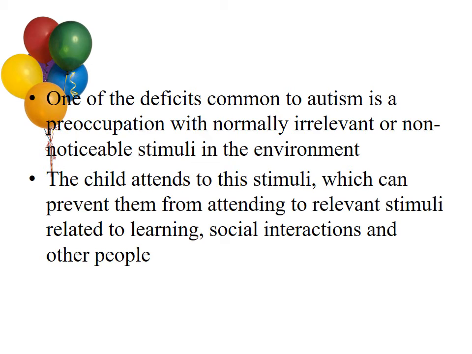Another deficit in autism is social deficits: wanting to interact with people or knowing how to interact with people. So if the child is attending to all this stuff in the environment that is normally irrelevant or non-noticeable, this prevents them from attending to the more relevant stimuli, such as another person or a favorite toy.